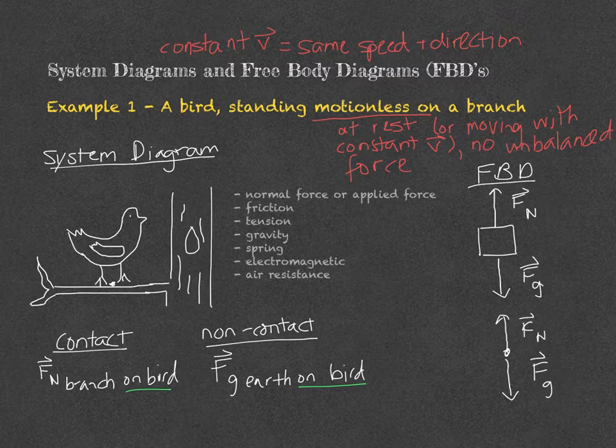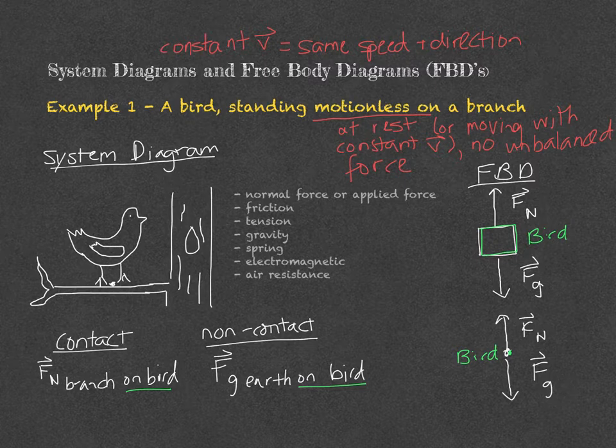So the key things here are to draw just your object. This is like my bird. You can represent it as either a box or a dot. And then show all of the forces that you listed in your system diagram coming from that object and going in the direction that the force will go in. And you also have to label those forces. So you do the box, draw your forces starting from the box, and put in your labels.